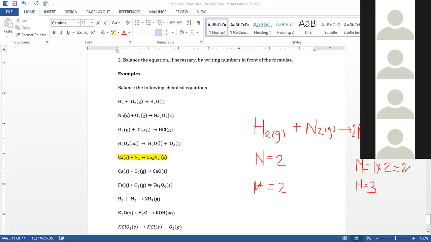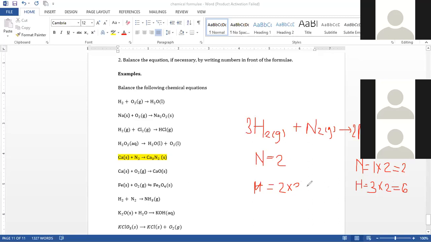Then the 2 also affects hydrogen. So we say 3 times 2 to give us 6 hydrogen atoms. So far, nitrogen is okay. Now we go to hydrogen. We have two hydrogen atoms on the reactant side, so we put three before hydrogen on the reactant side. That will give us six hydrogen atoms. Okay, so we have six hydrogen. Thank you very much.